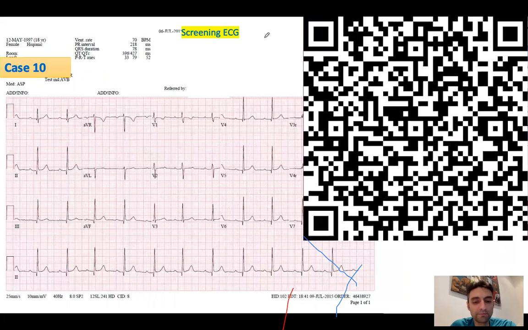Case 10. These ECGs are usually benign. I won't worry about them so much. We're down to this category now.